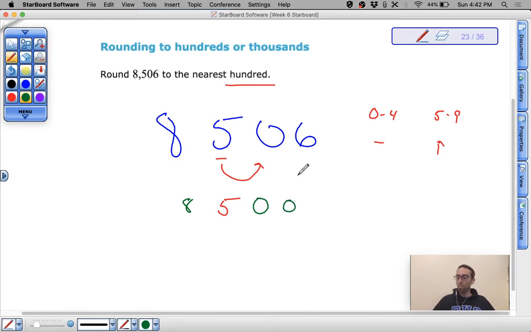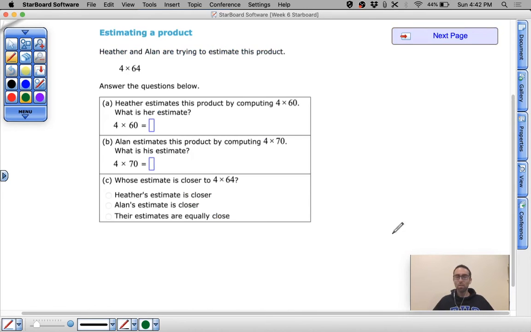All right, one more type of problem to work with. Now we're going to be working on estimation. There's a couple answers we have to do for each of these. So it looks like a lot, but it's actually not bad at all. And then that's all we're done for today. Not bad. All right, so Heather and Alan are trying to estimate this product, 4 times 64. We have to answer the questions below, 3 parts.